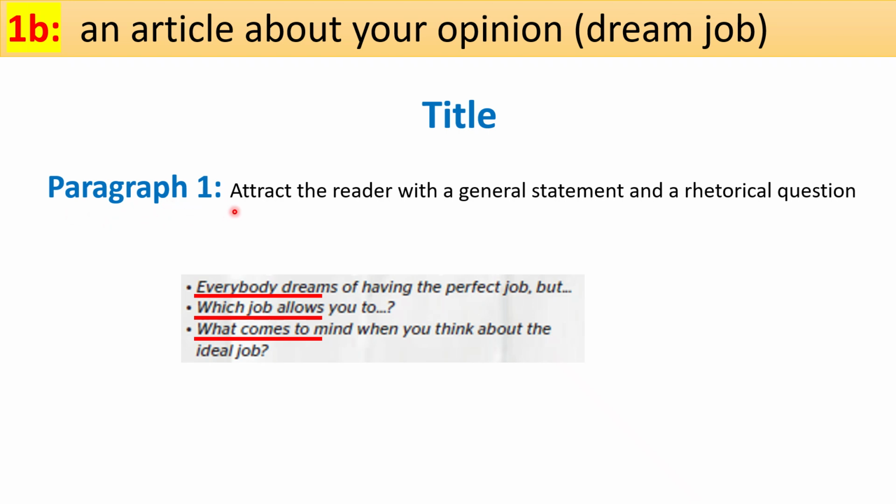In paragraph 1, you need to attract the reader with a general statement and a rhetorical question. For example, everybody dreams of having the perfect job, but, or, which job allows you to, and you continue. Or, what comes to mind when you think about the ideal job? You don't need to answer these questions because they are rhetorical questions, but you need to complete and tell the reader what your job is. And that's mostly maximum 3 sentences or 3 lines. That will be enough.